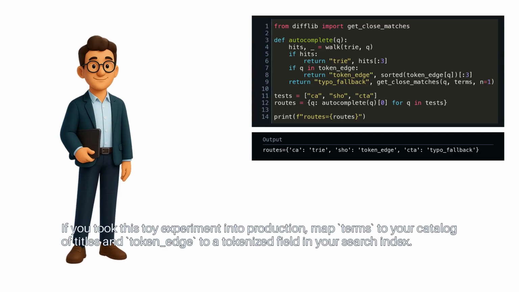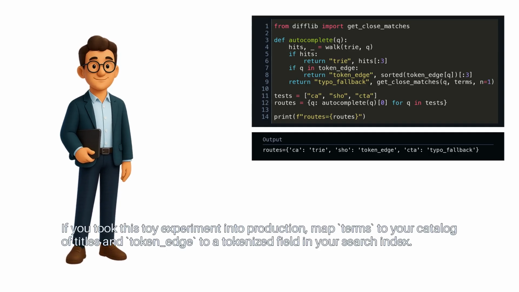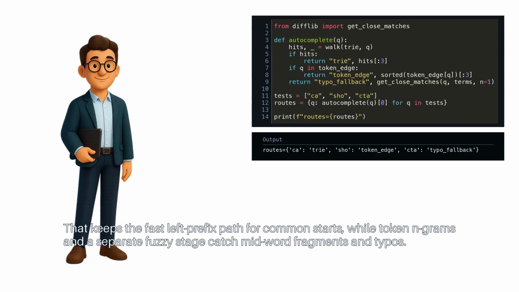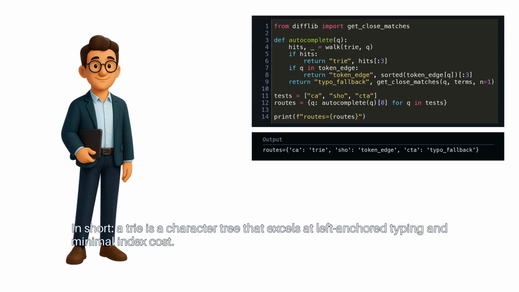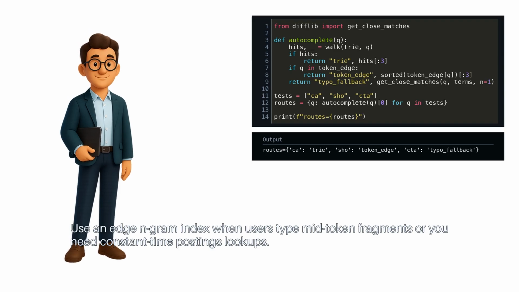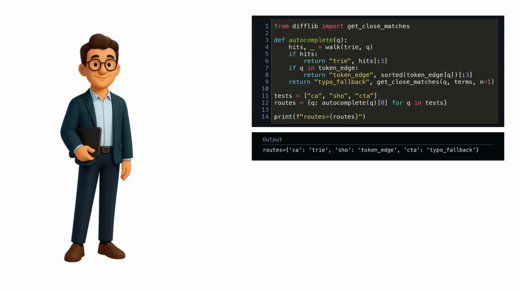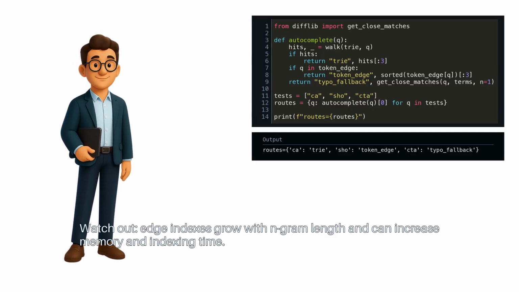If you took this toy experiment into production, map terms to your catalog of titles, and token_edge to a tokenized field in your search index. That keeps the fast left prefix path for common starts, while token n-grams and a separate fuzzy stage catch mid-word fragments and typos. In short, a trie is a character tree that excels at left-anchored typing and minimal index cost. Use an edge n-gram index when users type mid-token fragments or you need constant time postings lookups. Watch out! Edge indexes grow with n-gram length and can increase memory and indexing time.